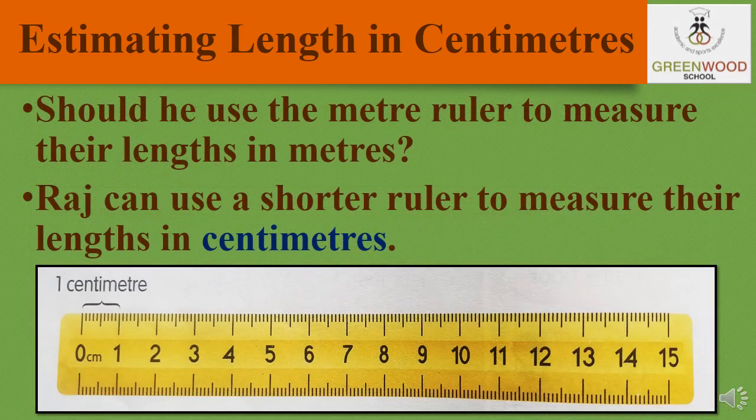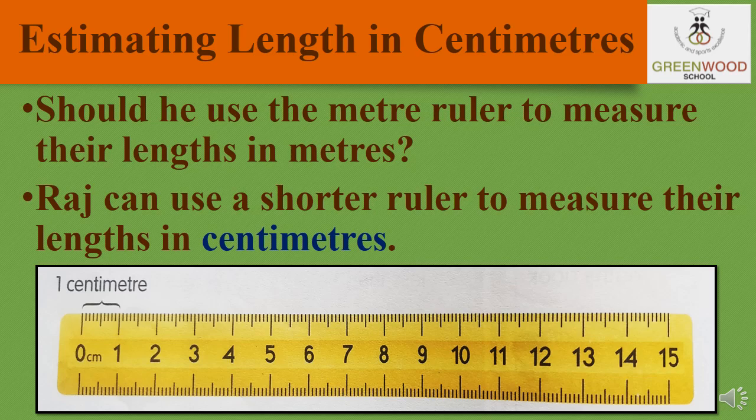Should he use the meter ruler to measure their lengths in meters? The answer is no, because the objects which he wants to measure are small, while the meter ruler is very big. So Raj can use a shorter ruler to measure their lengths in centimeters.